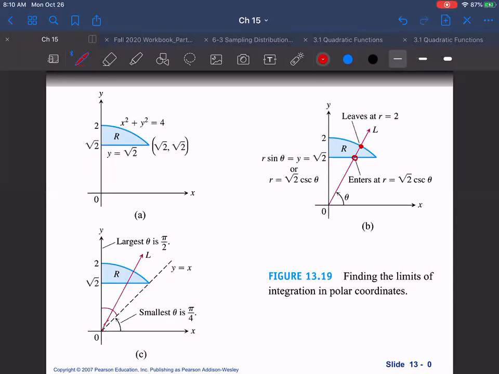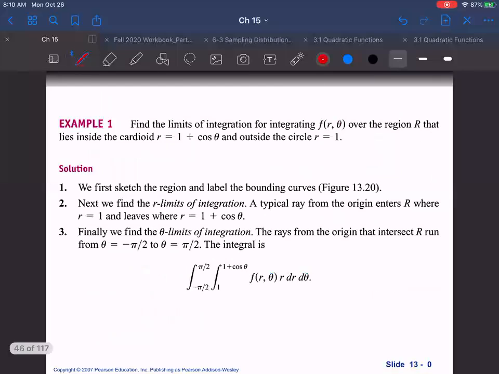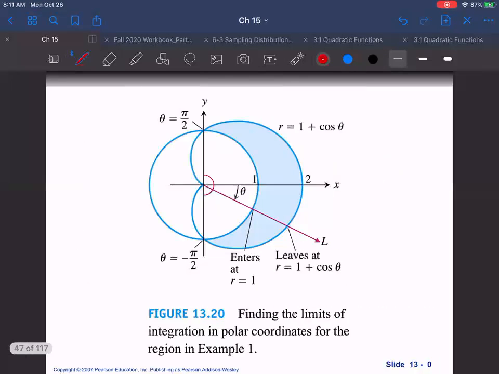All right, continuing on, we can take a look at an example. First, we're going to find the limits of integration for integrating f as a function of r and theta over the region R that lies inside the cardioid r equals 1 plus cosine theta, and outside the circle r equals 1. There's a picture of this on the next page. First you sketch the region. There it is. And label it. You can see the cardioid, and you can also see the circle.